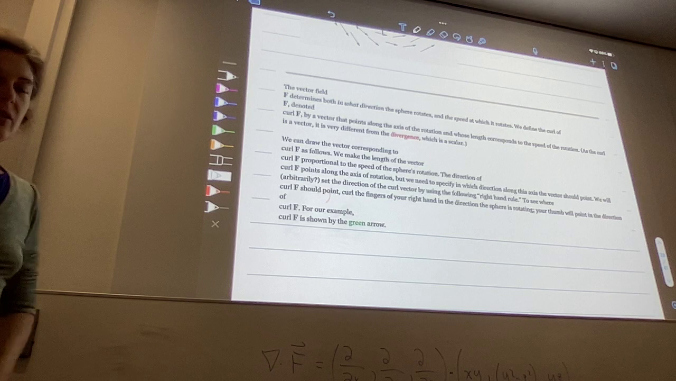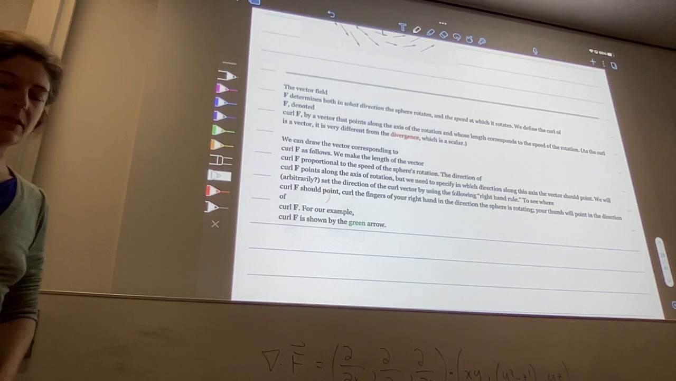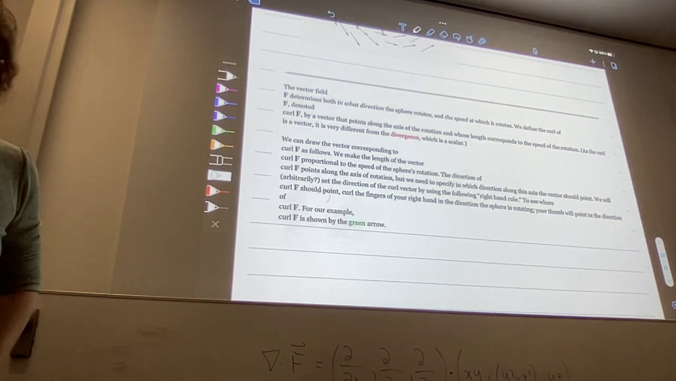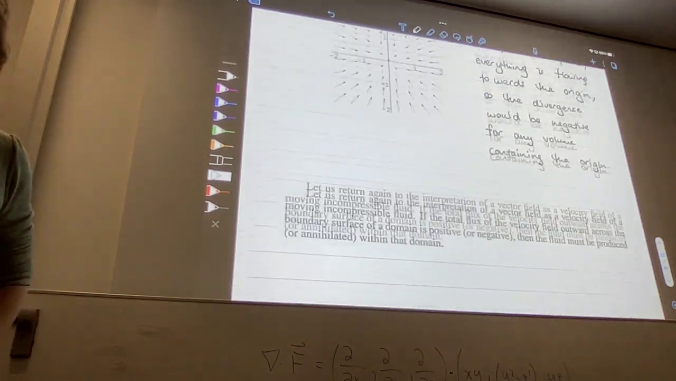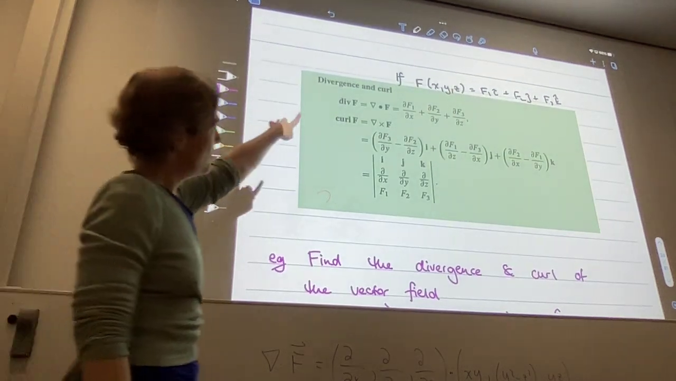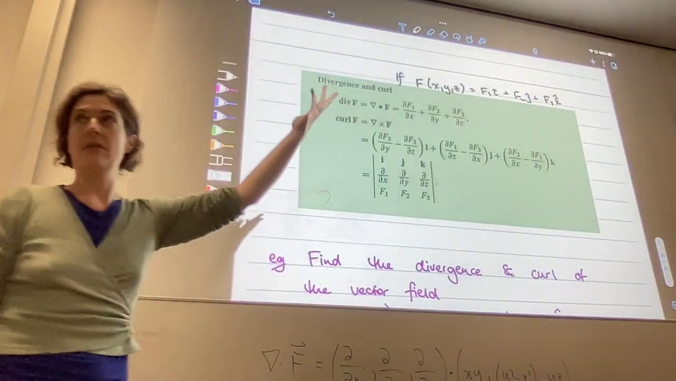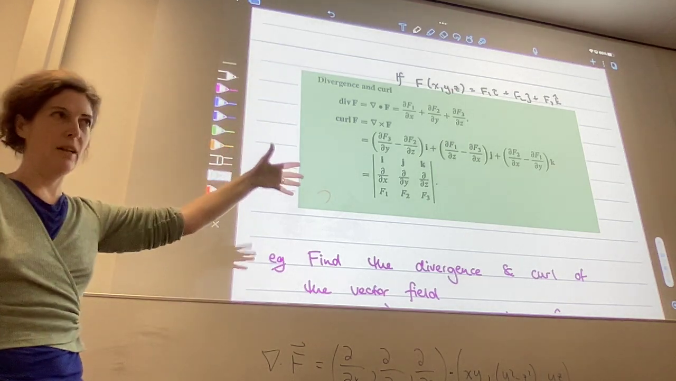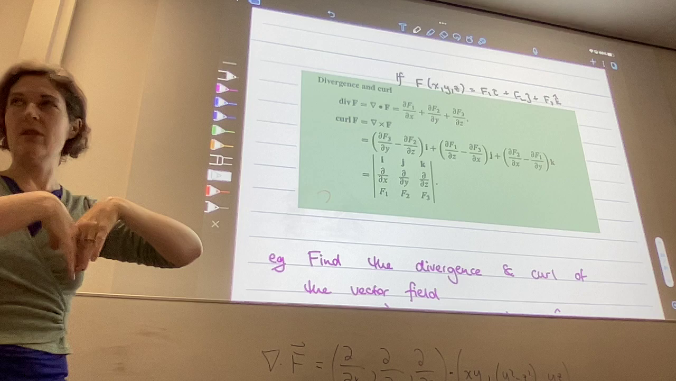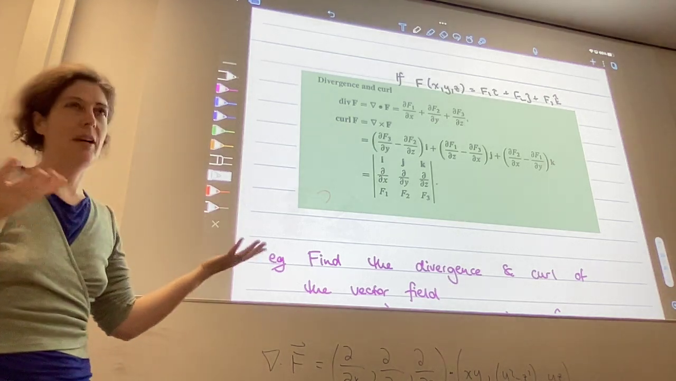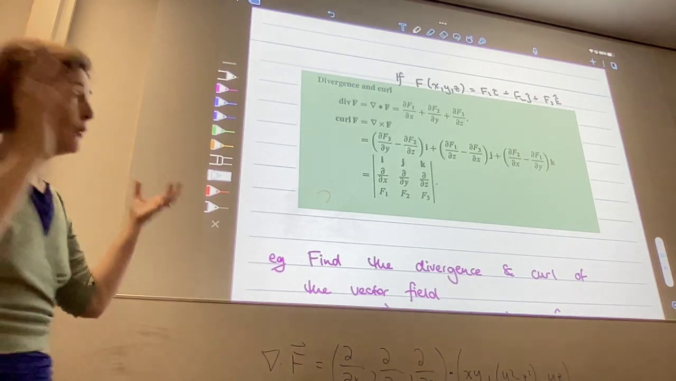So how do we define the curl? Our curl is a vector, whereas our divergence, if we go back to these things over here, is just a number. Basically, if it's positive, then you've got stuff moving out. If it's negative, you've got stuff moving in, and the size of the number tells you about how much in a very rough sort of way.